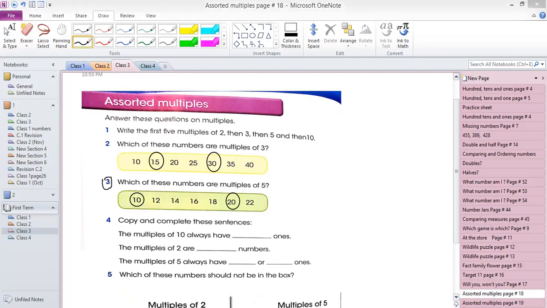12 is not a multiple of 5. The multiples of 5 near 12 are 10 and 15. If you talk about 16, no, 16 is not a multiple of 5. The last digit is 6. 15 is the multiple of 5 near 16. 18, no. The last digit is 8. It is not a multiple.